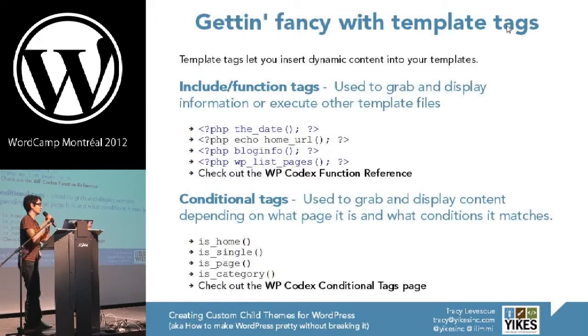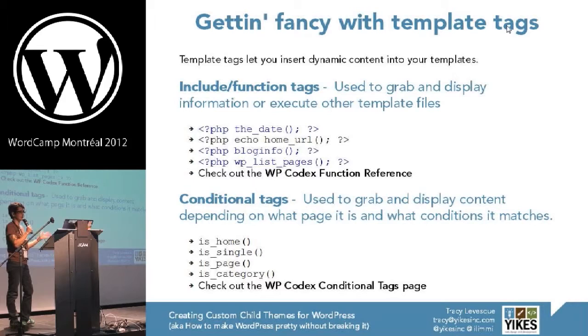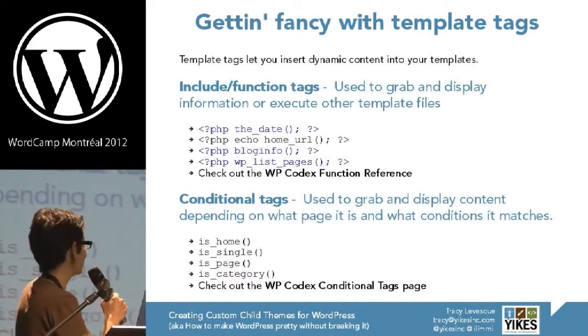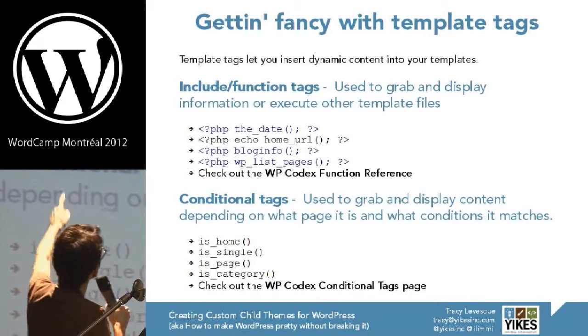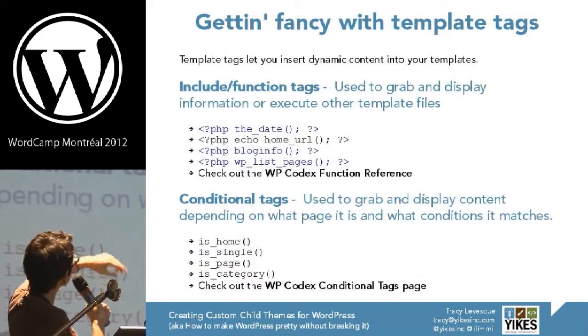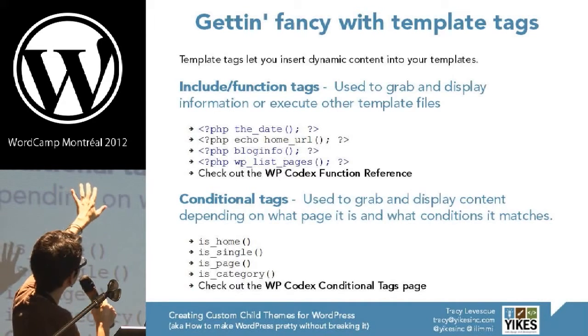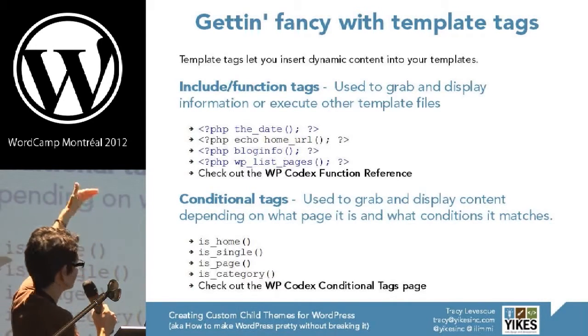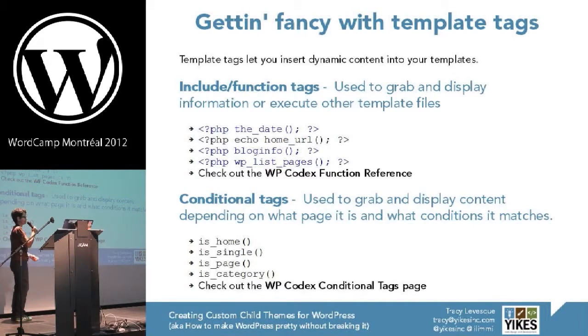What I did is I used template tags. Template tags let you insert dynamic content into your WordPress templates. There are include and function tags. They're used to grab and display information or execute other template files. For instance, you can get the date, you can grab the URL of the home page, you can grab blog info, you can make a list of your site pages. There's so many things you can do with template tags.